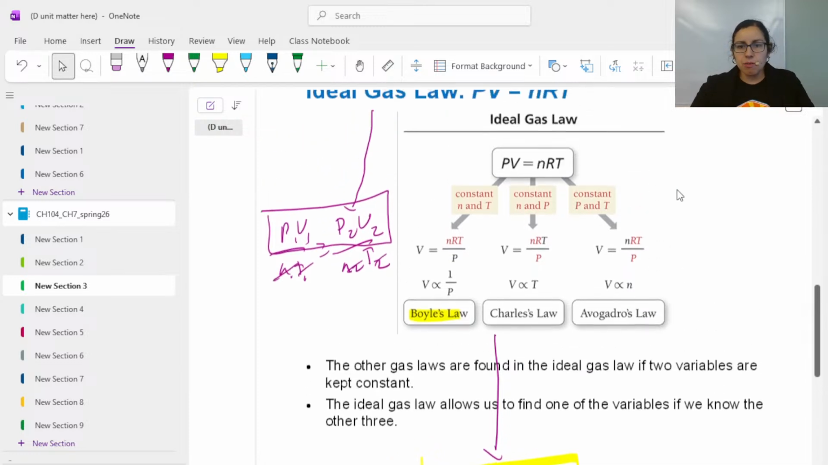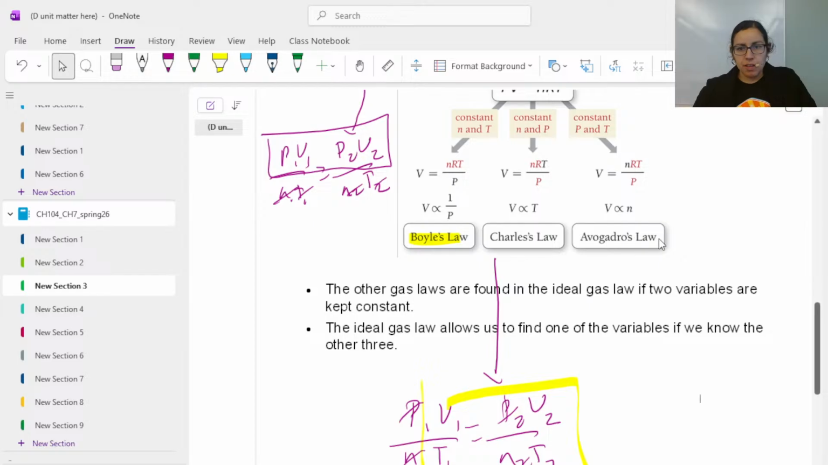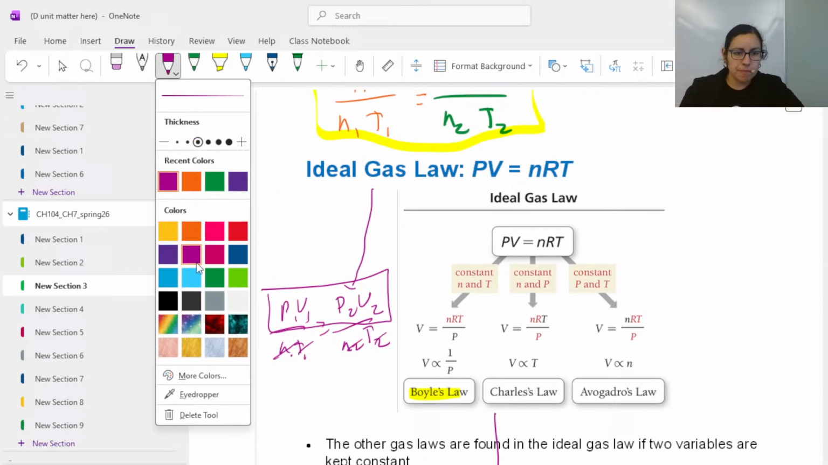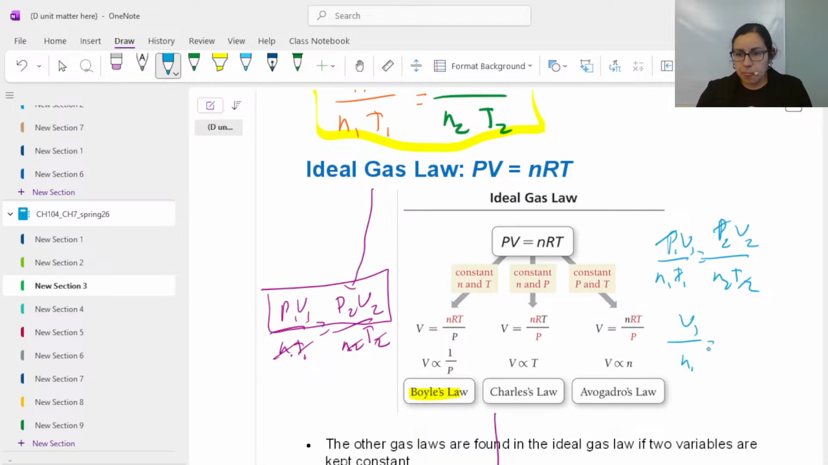Same thing with Avogadro's law. We hold pressure and temperature constant, and we can write that one really quickly so we see. P1V1 over n1T1, always starting with our same combined gas law. Then for Avogadro's, we hold pressure and temperature constant, and that gives us our same relationship.